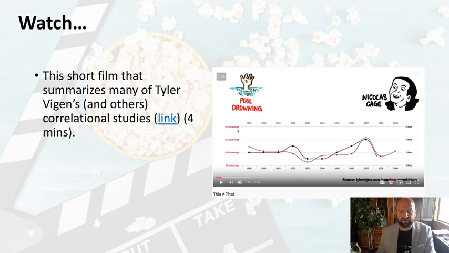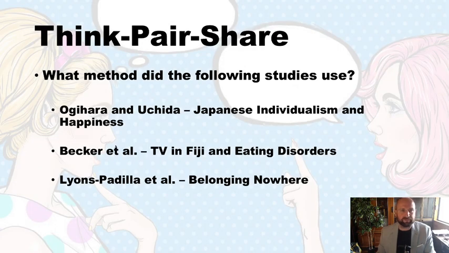Then this is pretty interesting. If you've done my other units on quantitative research methods, we've looked at Tyler Vigen's pretty fascinating correlational studies. So this is a 4-minute summary of that, just to hook kids in and to remind them about the nature of correlational research. Now, get them to think, pair, share.